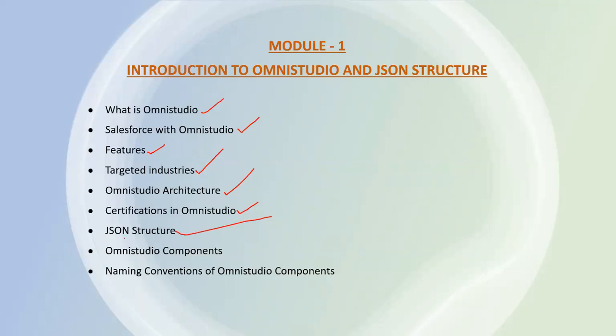And there is something called OmniStudio components. For all components, I will give a high-level overview, and naming conventions. To create each component, for example, if I want to create an integration procedure, OmniStudio recommends a way to name that integration procedure. So for each component, OmniStudio suggests a unique name in a certain format. That also I will be showing in module 1. This is module 1. Let's go to module 2.